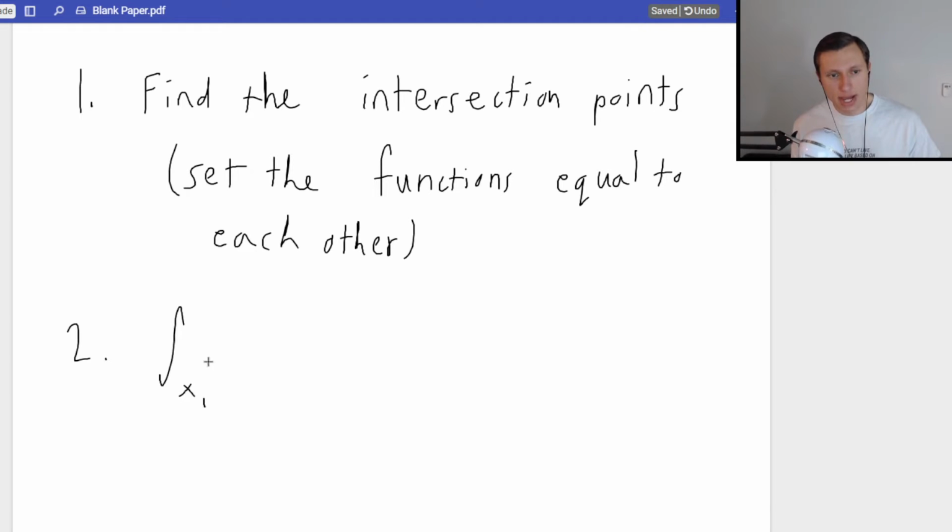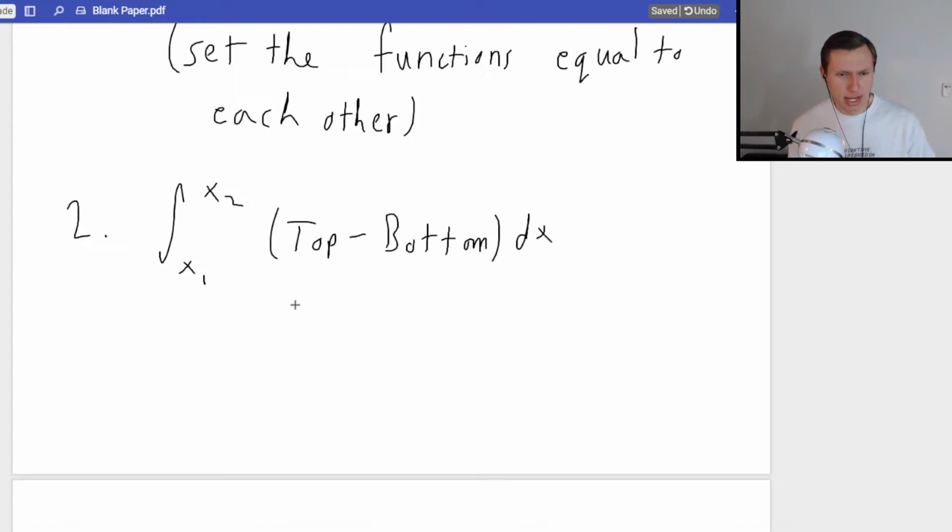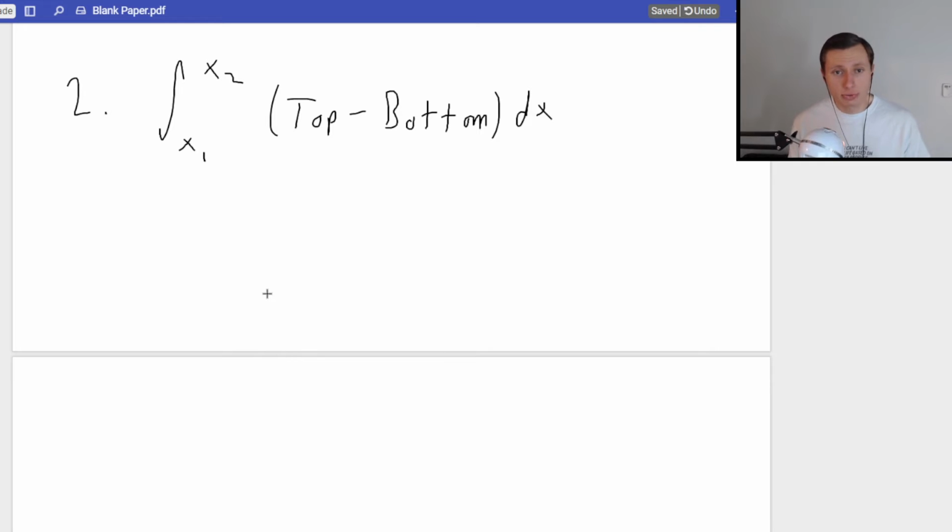The integral from x1 to x2, which is really just the leftmost point to the rightmost point, of the top function minus the bottom function dx. And we're about to look at 6 examples today. I hope we can finish within an hour. I think we will. But any questions so far?